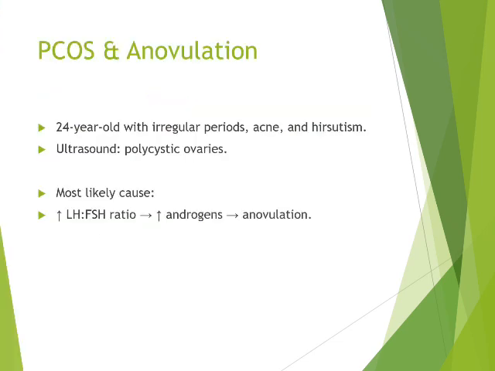Some clinical scenarios: a 24 years old female with irregular periods, acne, hirsutism. Ultrasound showed polycystic ovaries, and the hormonal profile shows a high LH to FSH ratio, more than 3 to 1, and high androgens, and also low day 21 progesterone, which means anovulation.